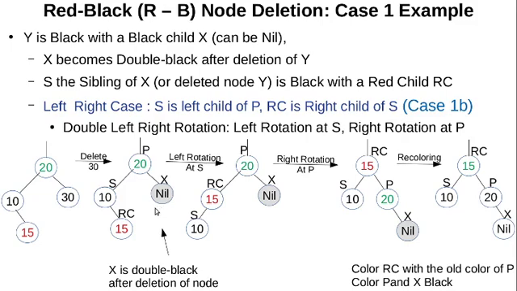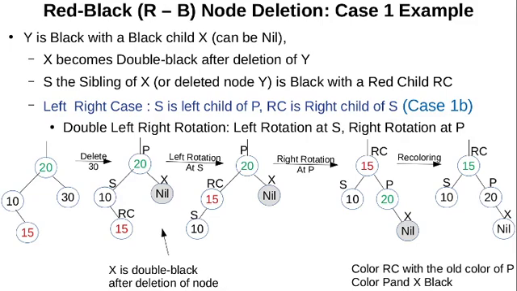The sibling of node X is node 10. It is colored black. We mark it as S. This sibling has a red child, node 15. As node 15 is the right child of S, we call it as RC. Here S is the left child of P and RC is the right child of S. This is the left-right case and a double left-right rotation at P is required.